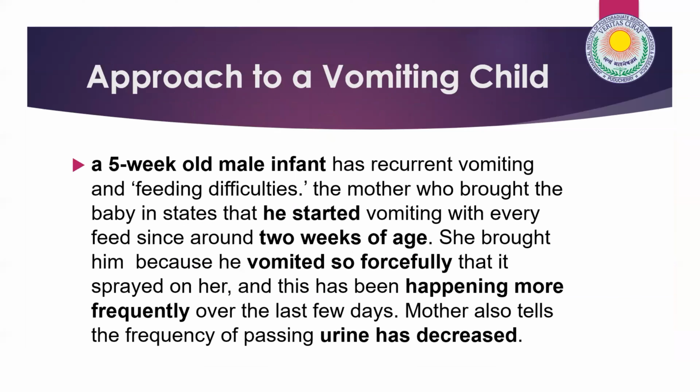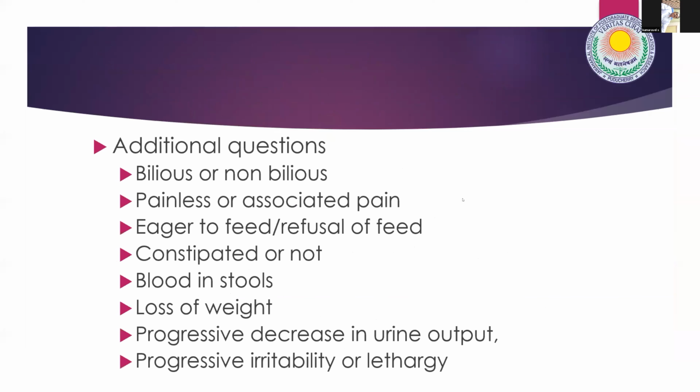This 5-week-old male infant, mother says, started vomiting about 2 weeks back, and vomited so forcefully recently that she's been sprayed, and this has been happening frequently. She also complains that the urine output has decreased.